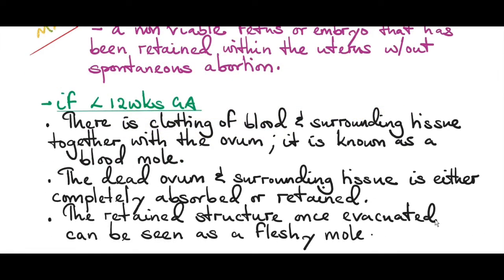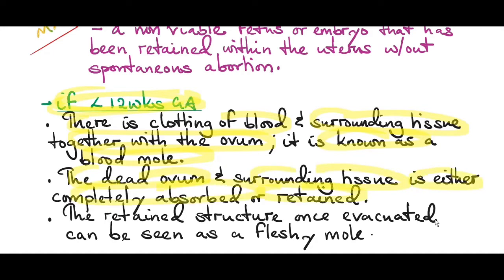So what happens if a non-viable fetus or an embryo has been retained? If the pregnancy is less than 12 weeks gestational age, there is clotting of blood and surrounding tissue together with the ovum. This is known as a blood mole. The dead ovum and surrounding tissue is either completely absorbed or retained. The retained structure, once evacuated, can be seen as a fleshy mole.